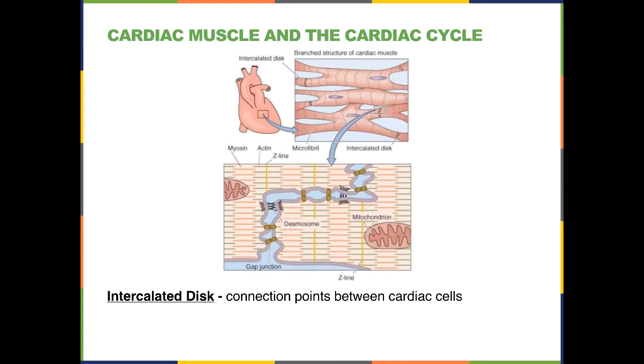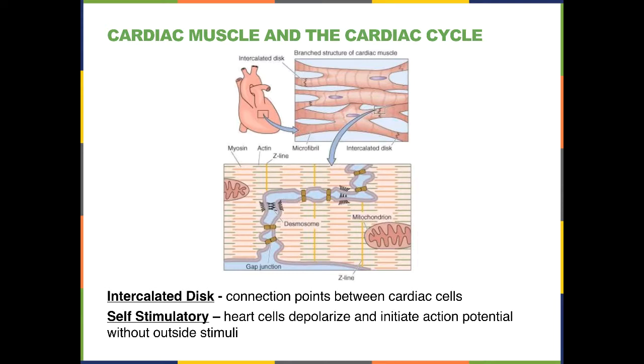And these discs, the way they're designed, line up in such a way as to allow messages to pass freely from one heart cell to the next heart cell, electrical impulses. So once an action potential starts in one heart cell, it travels throughout the entire heart.